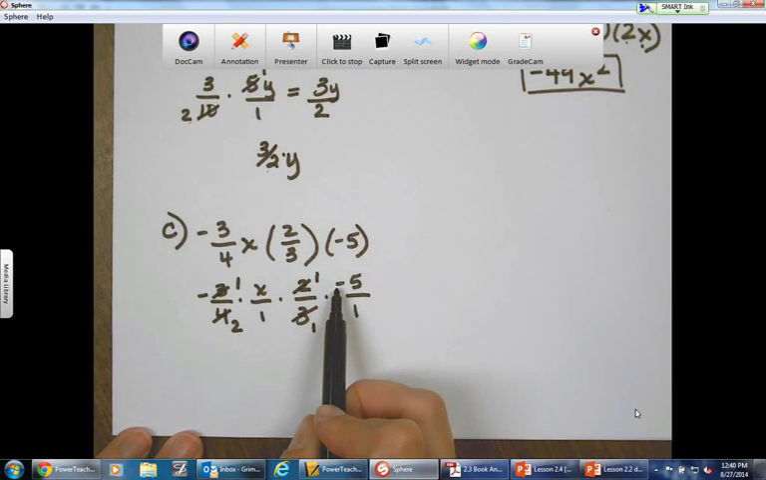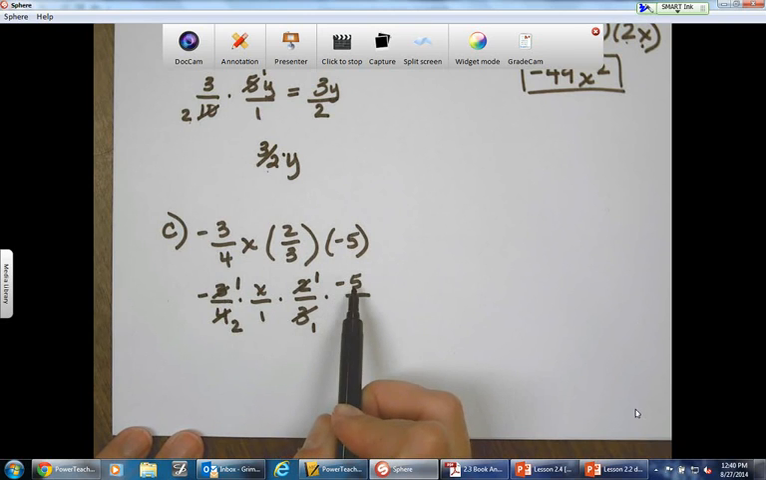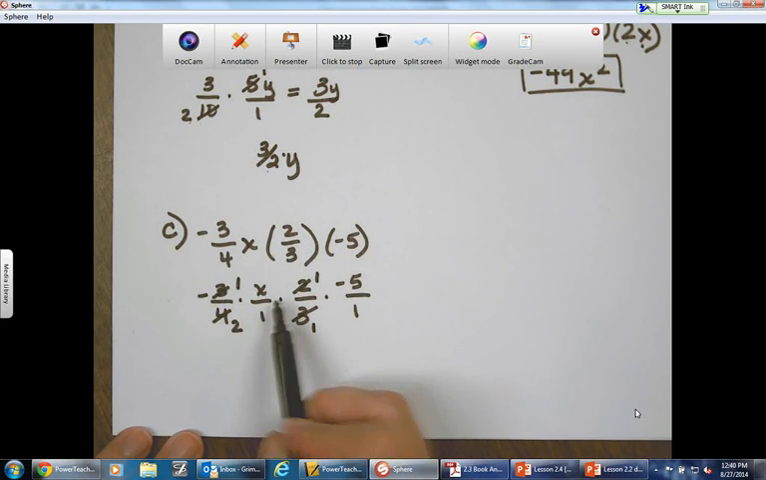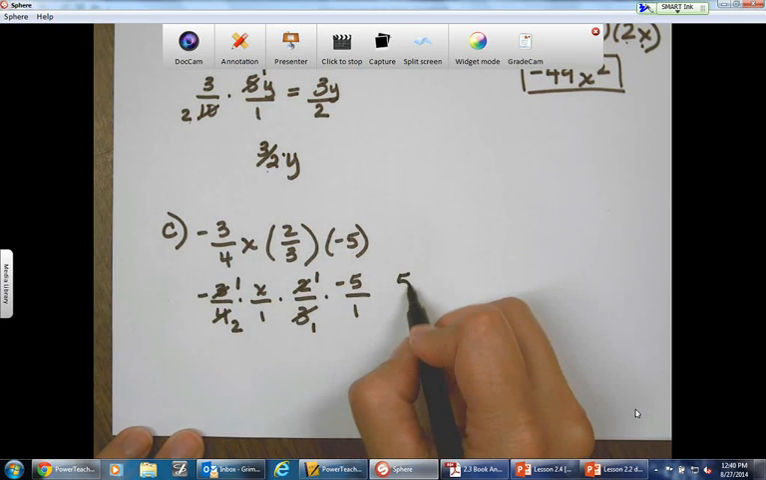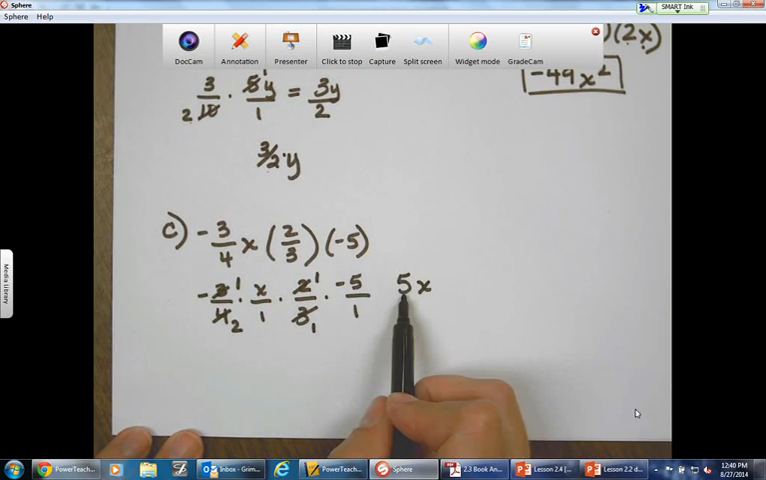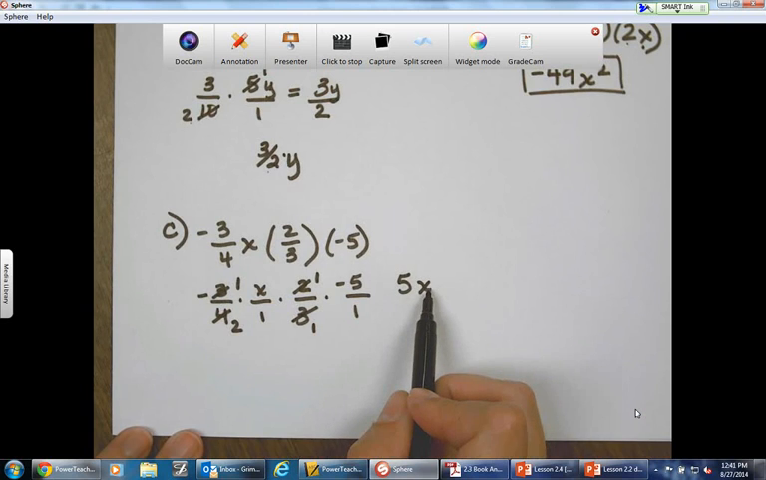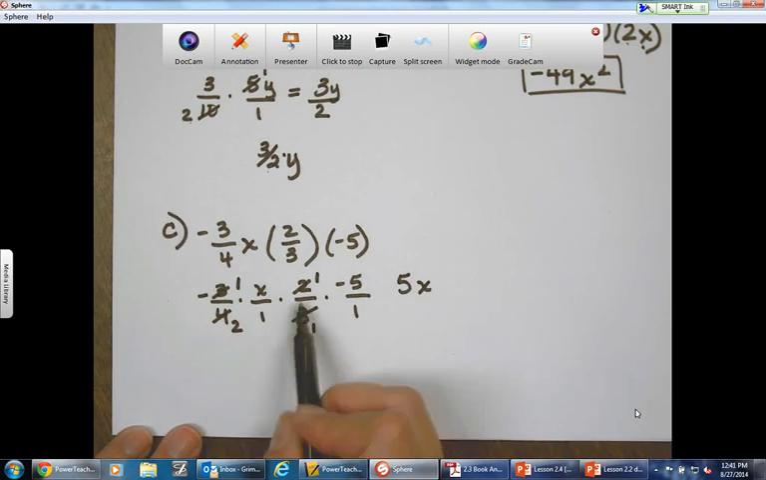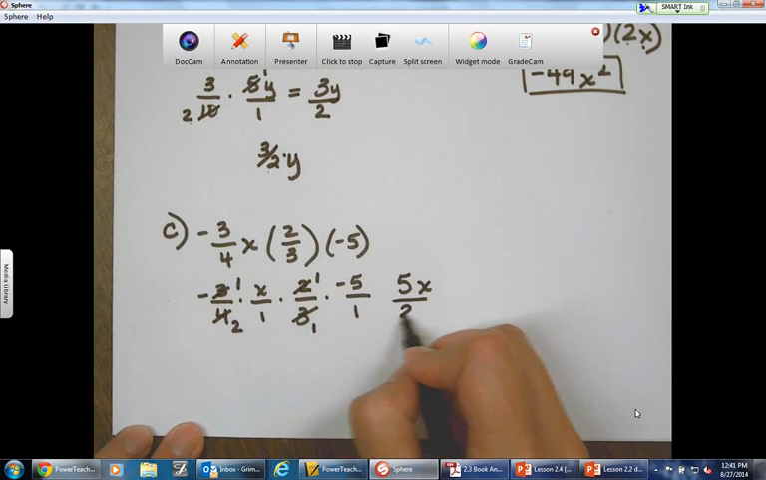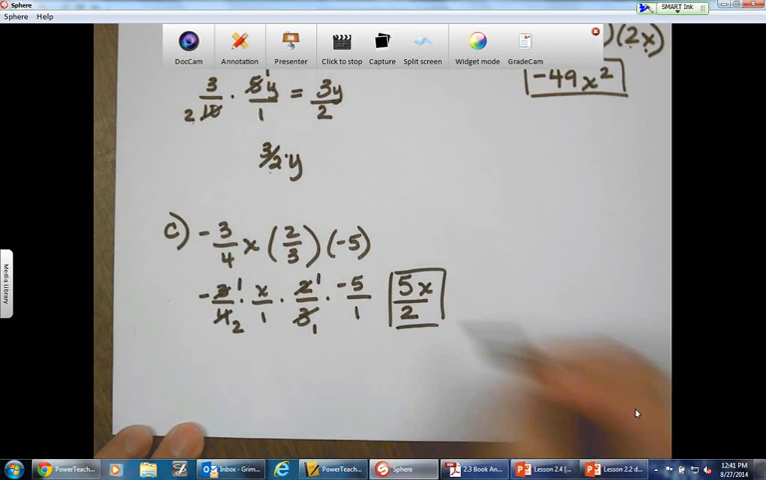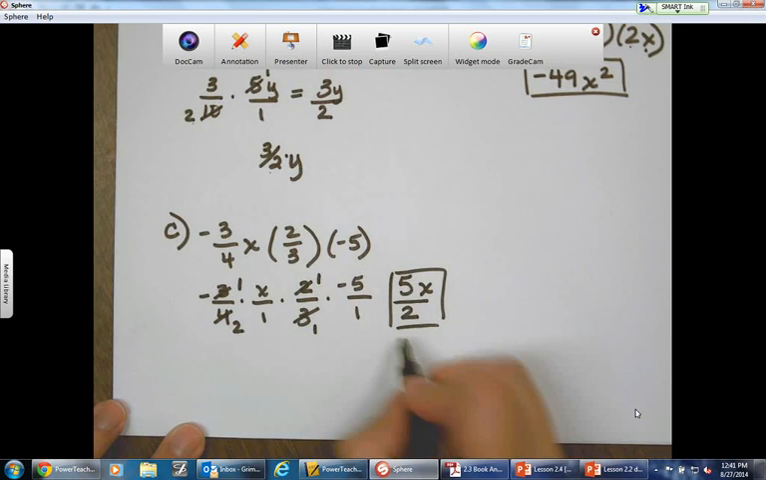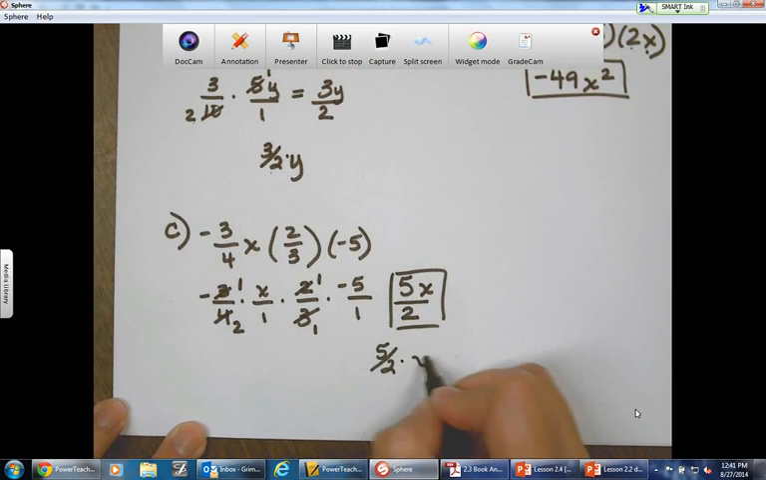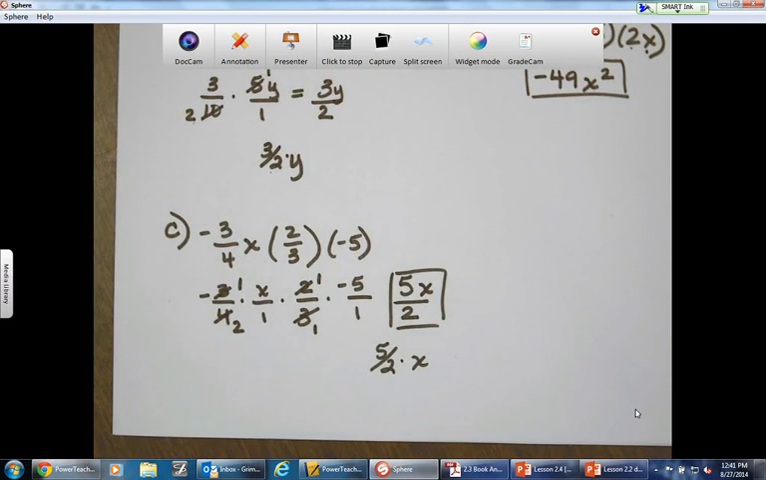Okay? And then to put them in the correct form, the number goes in front of the variable. So we're going to write positive 5x. Okay? This is called the coefficient of x. Numbers can't go behind it unless they're exponents. Okay? And then we multiply across the bottom, and all I'm seeing here is a 2. So you could read this as 5x over 2, or you could read it as 5 halves times x. Either way, those would both mean the same thing.